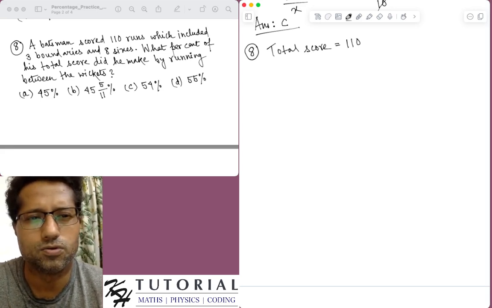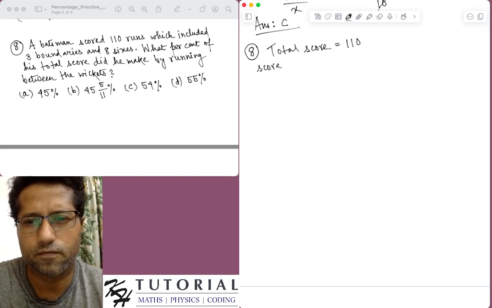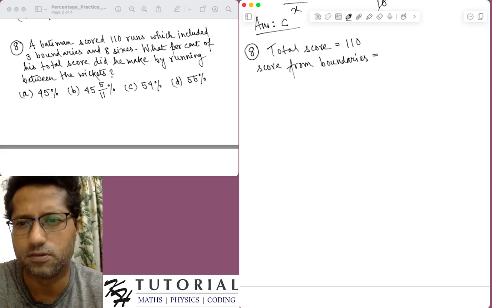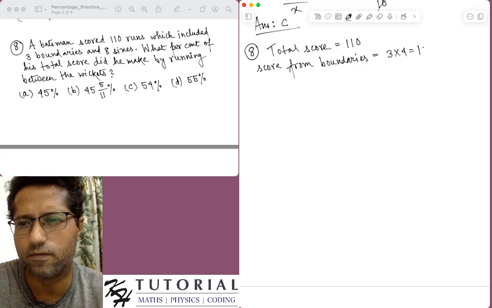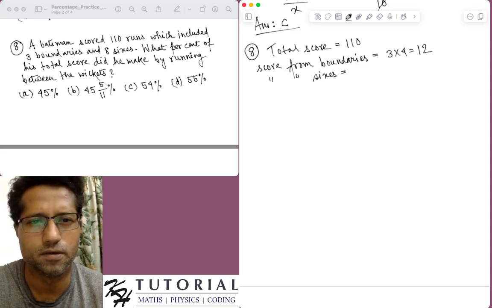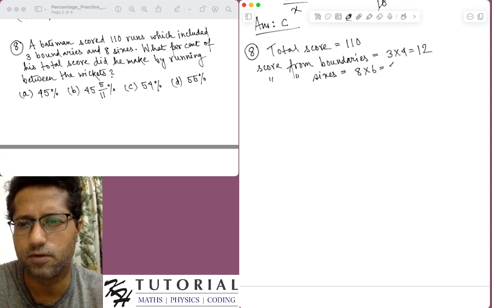Okay, so score from boundaries equals, there were 3 boundaries, so 3 into 4 equals 12, and score from sixes equals, there were 8 sixes, so 8 into 6 equals 48.